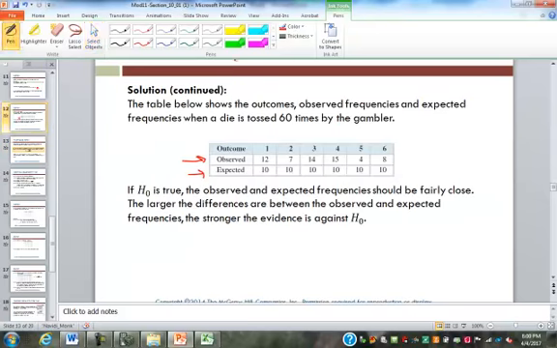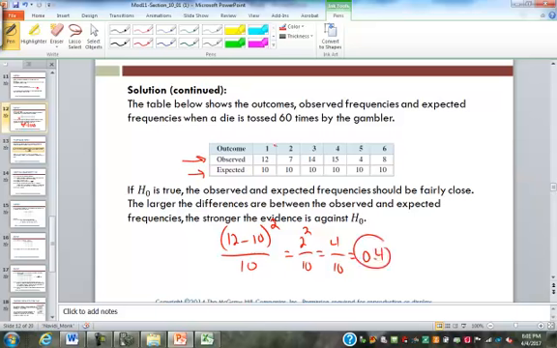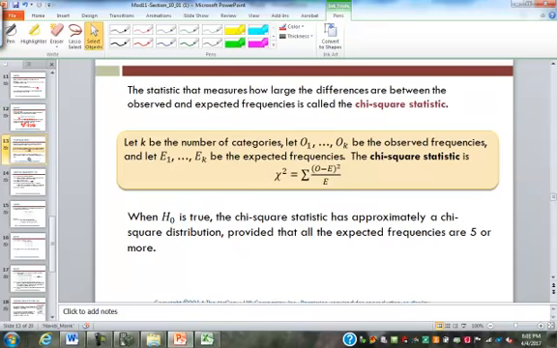For rolling a 1, it's observed as 12 minus the expected of 10. That difference is going to be squared and divided by the expected value. Well, 12 minus 10 is 2. 2 squared is 4. 4 divided by 10 is 0.4. So the value for 1 is 0.4. Now we're going to do the same thing for 2, 3, 4, 5, and 6. We're going to get all of those values of the chi-squared statistic. And the overall chi-squared test statistic is found by adding them all up. So that's how we find the test statistic.